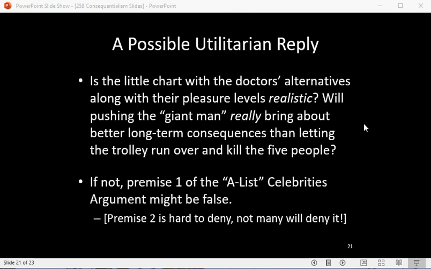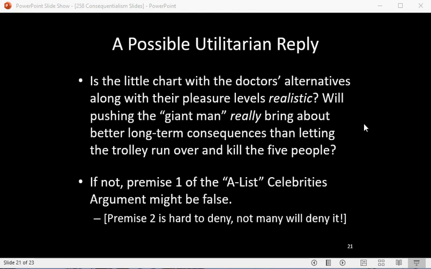Utilitarians might think, well, is this really realistic? Aren't the doctors going to get caught? Aren't the doctors going to go to jail? Are your organs really going to be a match? So there is sort of an aura of irrealism about these examples, which might make us question their applicability or adequacy as far as testing a theory goes.